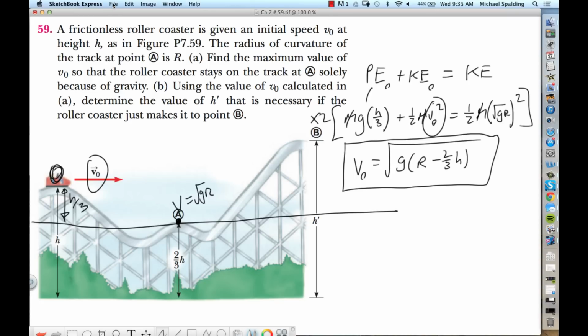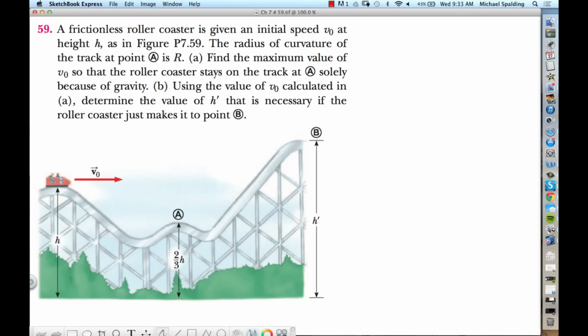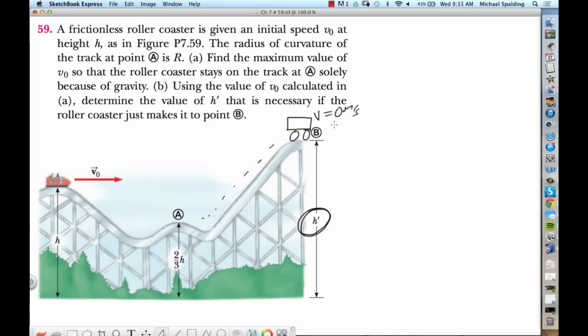Okay, second question. Determine the value of h prime. So now we're looking for this right here. Determine the value of h prime that's necessary if the roller coaster just makes it to point B. So guys, what does just make it mean? It means it's going to go up, up, up, and then what happens up there? It stops. The velocity goes to 0. All right, so we're solving for h prime.